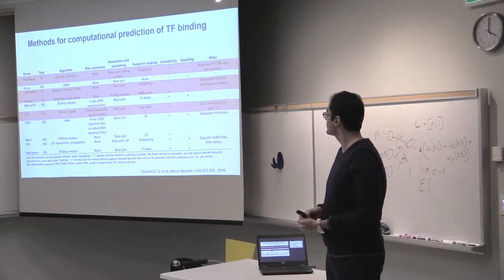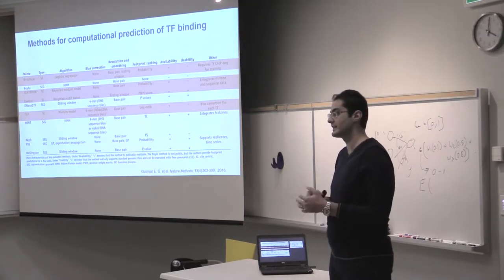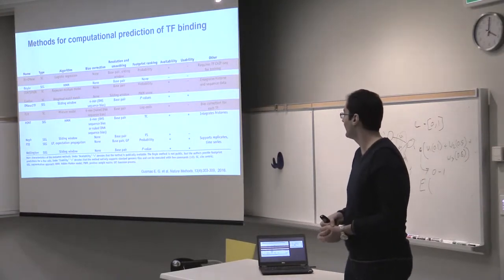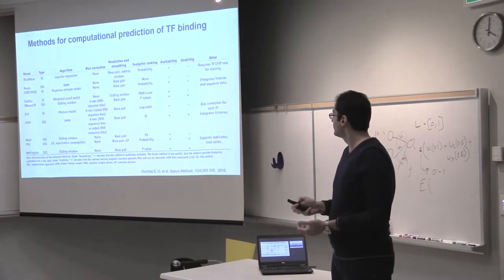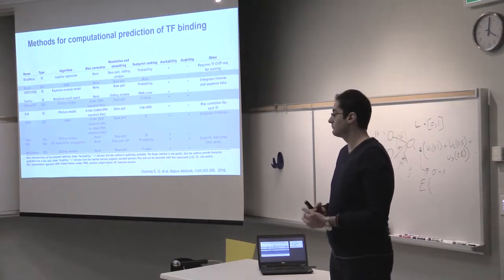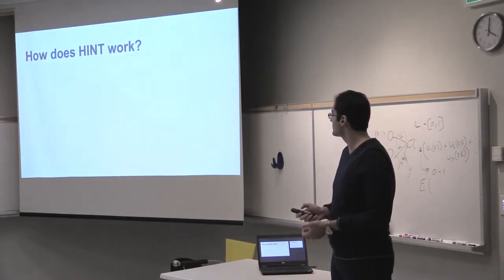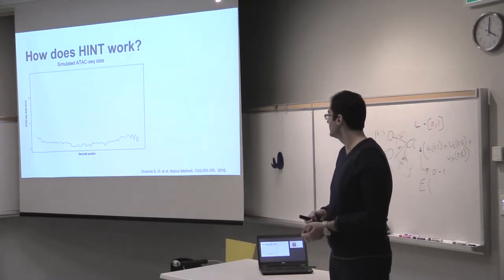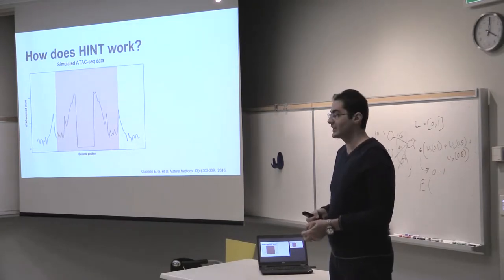So many of these methods that you see highlighted here are site-centric, meaning that they scan the genome to find matches to particular sequence motifs and then prioritize these sequence matches by some other criteria. There are other unsupervised methods where they segment the genome and try to find regions that are bound by transcription factors. One of them is HINT, which uses a hidden Markov model and scans the genome by chromatin accessibility signal and tries to find regions where the shape of the chromatin accessibility signal represents transcription factor binding.